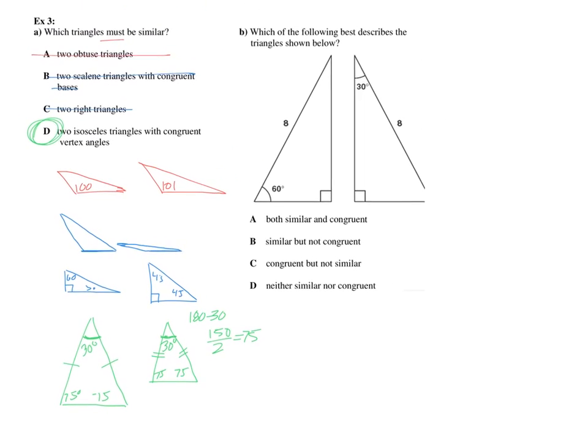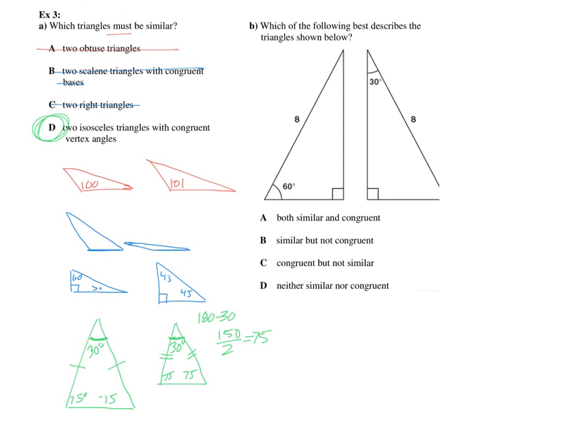And last question here. Which of the following best describes the triangles shown below? This triangle got cut off. All right. Okay, so both are similar and congruent. Well, let's see. That's 60, that's 90, that's 30, that's 30, that's 90, that's 60. Okay, right away, just based off the angles alone, I know that they're similar.